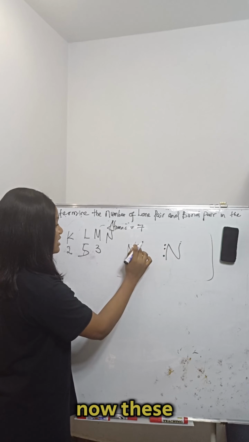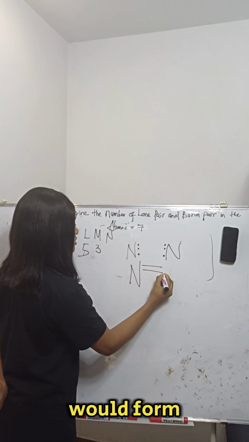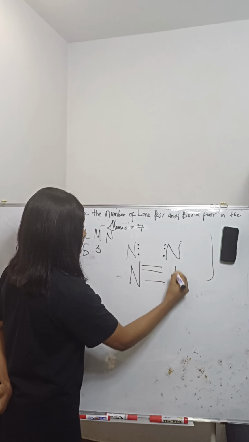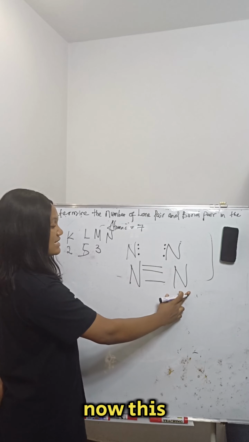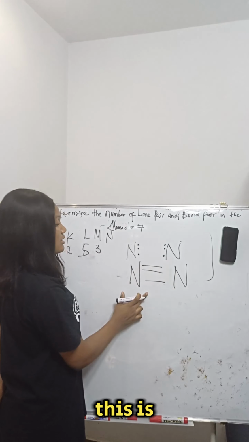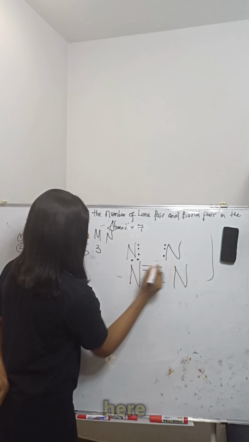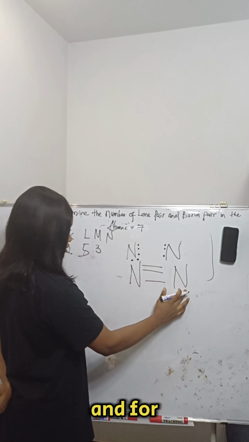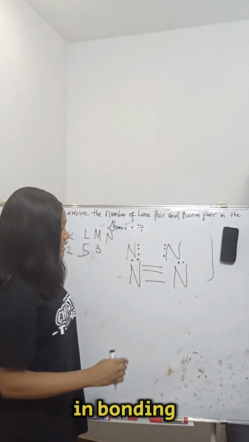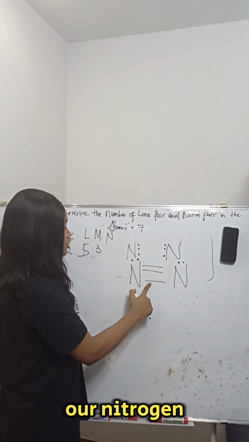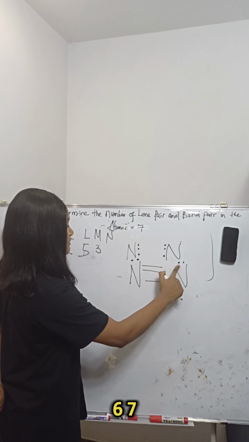So we're going to bring these 2 electrons to form a bond. These 2 will form a bond. These 2 will form a bond. But now remember that this has 6 electrons now. This has 6 electrons now. This is not complete. So there are 2 electrons here that are not involved in bonding, and for this one, there are also 2 electrons that are not involved in bonding. So now we have our nitrogen 2, 4, 6, 7, 8. For this we have 2, 4, 6, 7, 8.